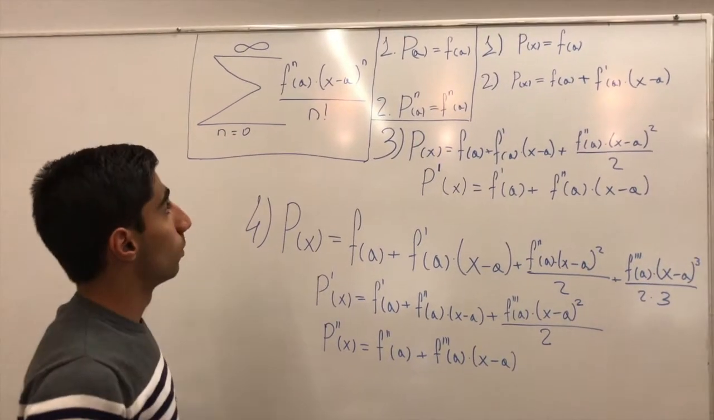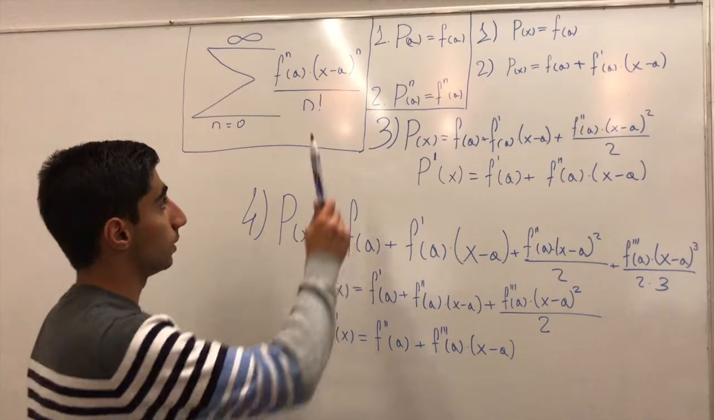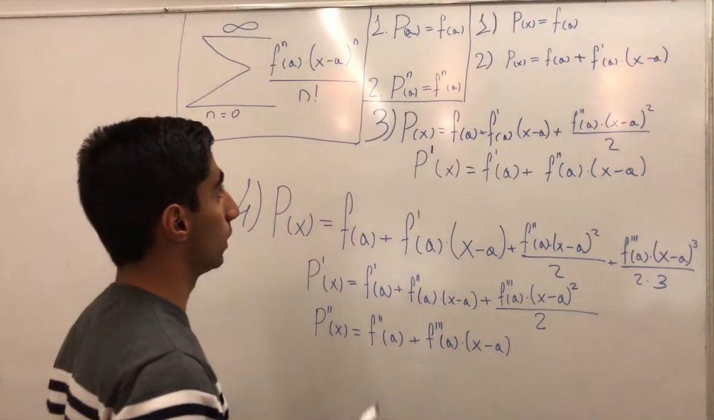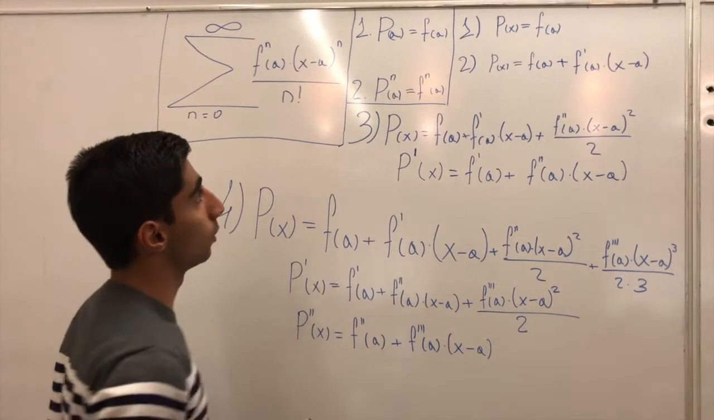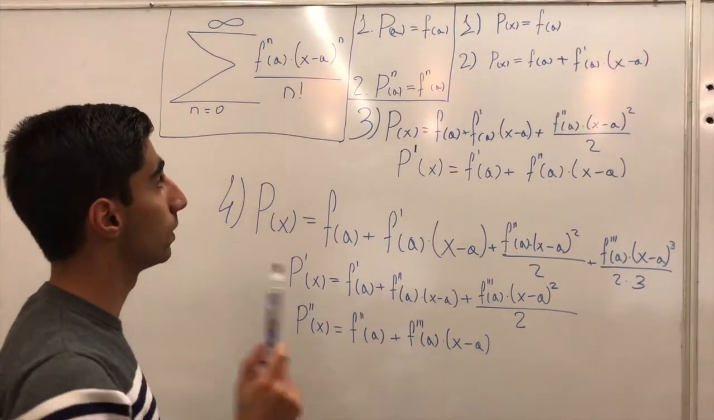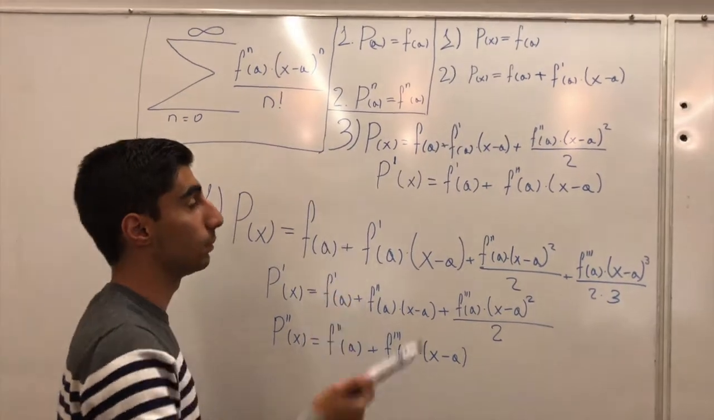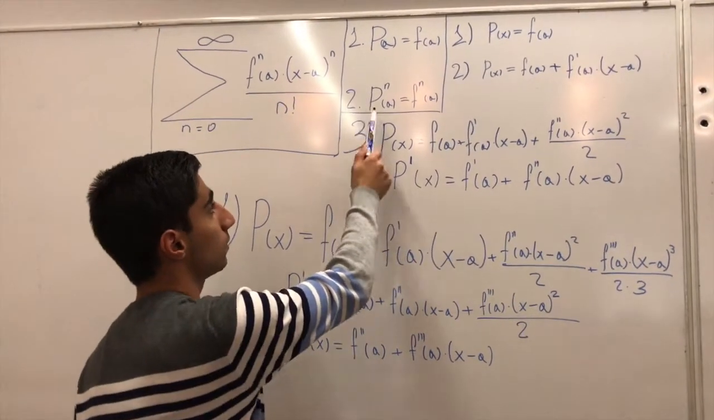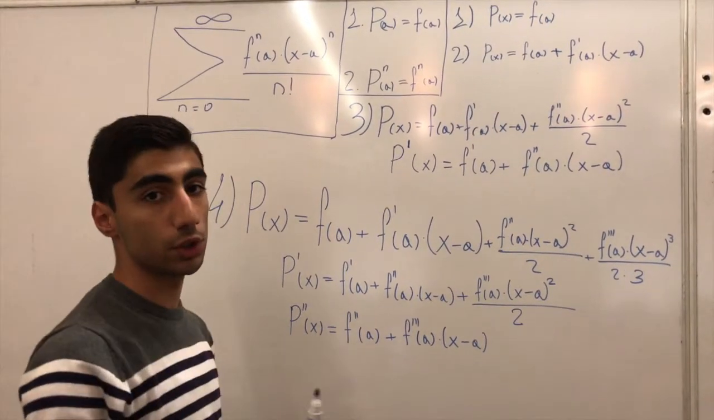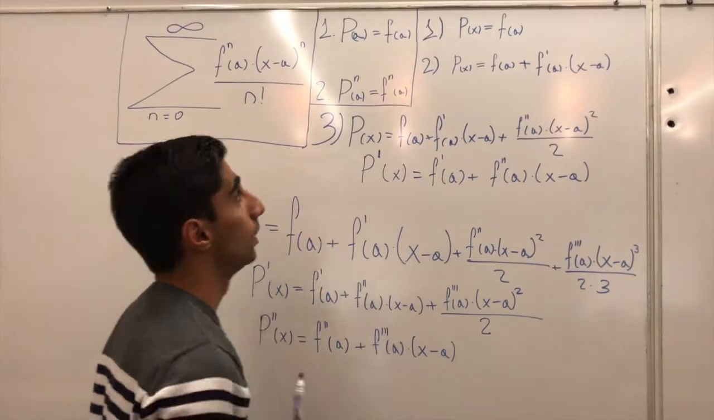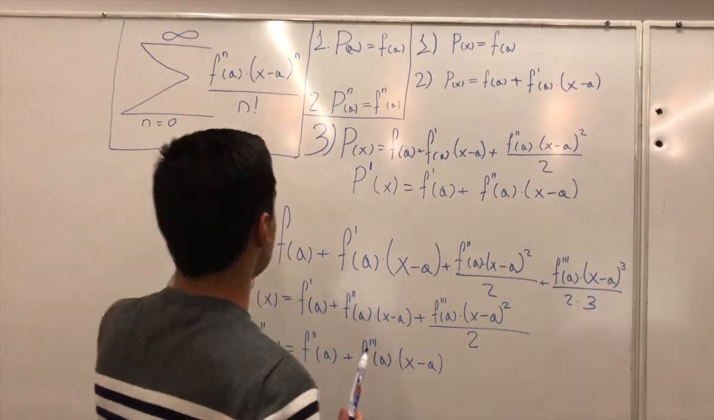So here we have the formula of the Taylor series, and we also have these two restrictions on the Taylor series approximation. The first one is that the polynomial at the given point a should always equal the value of the function at point a, and the second one is that the nth derivative of the polynomial should also equal the nth derivative of the original function at a given point a. So let's try to construct this formula.